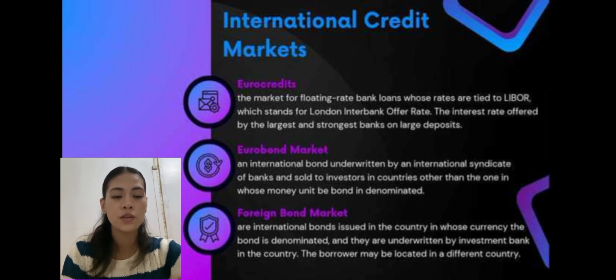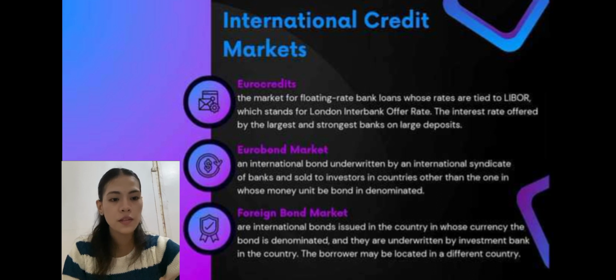Lastly is the foreign bond market. These are international bonds issued in the country in whose currency the bond is denominated, and they are underwritten by an investment bank in the country. The borrower may be located in a different country. To put it simply, the foreign bond market includes the bonds that are sold in a country using that country's currency but issued by a non-domestic borrower.